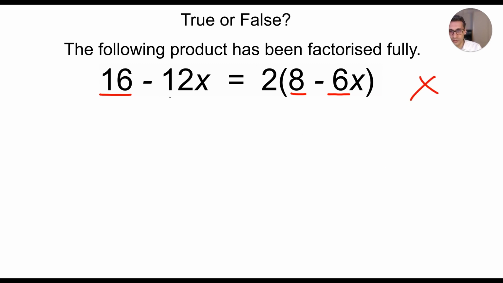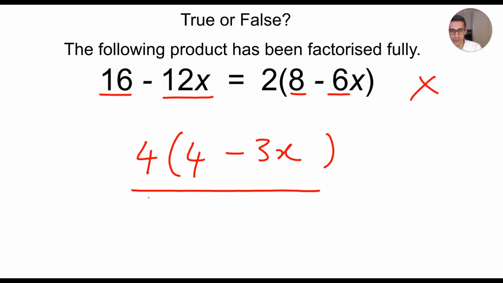The highest common factor of 16 and 12 is going to be 4. And then we have to decide 4 times what is 16. Well, it's going to be 4. 4 times what is -12x is going to be -3x. So this would have been fully factorized. This has only been partly factorized on the top.